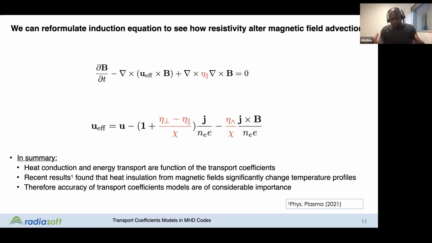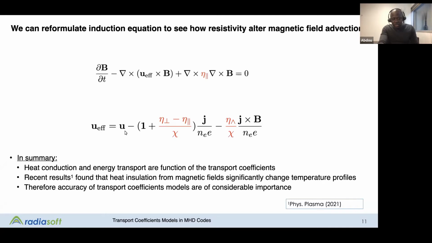once you have the generalized Ohm's law, you can put that into the induction equation, and you can rewrite it in a way that can give you insight into the impact of the transport coefficients and how they affect the advection of the magnetic field, for example. So this is just the induction equation. The time derivative, and this term is just the advection, how the field is advected. And this term here is a more complicated one. It just tells you the impact of resistivity gradients in generating fields. Now, the important term here that I want to discuss is this effective velocity.